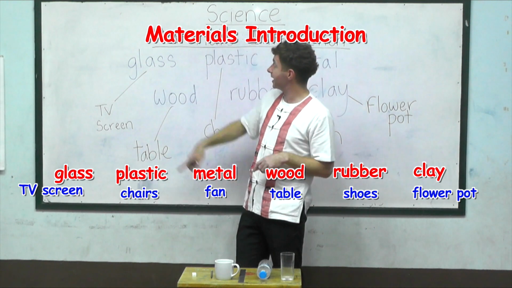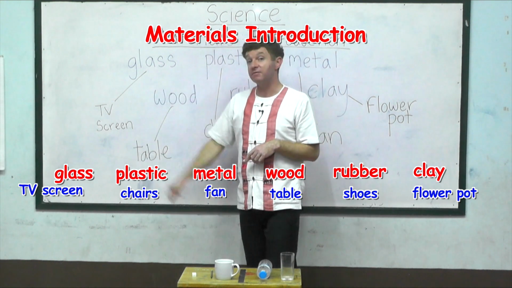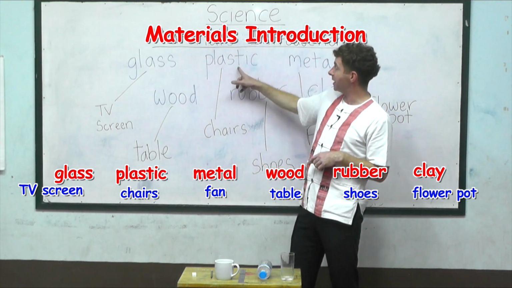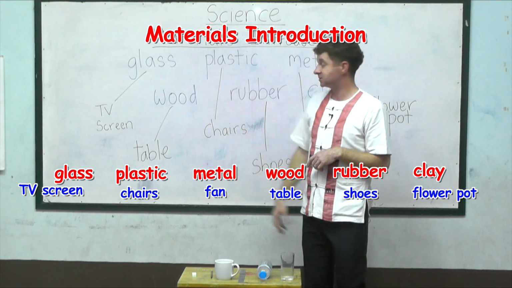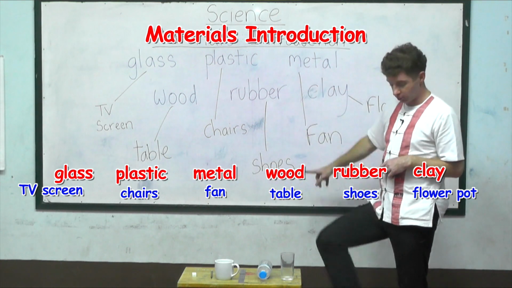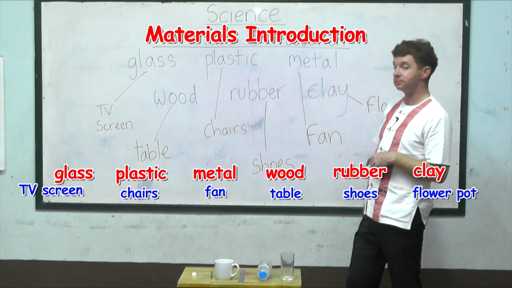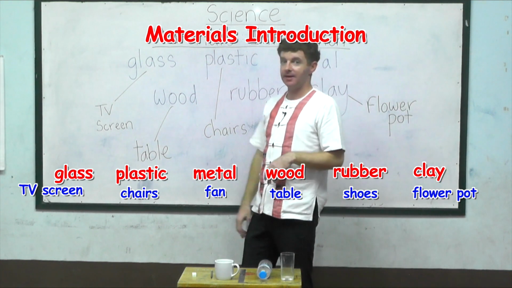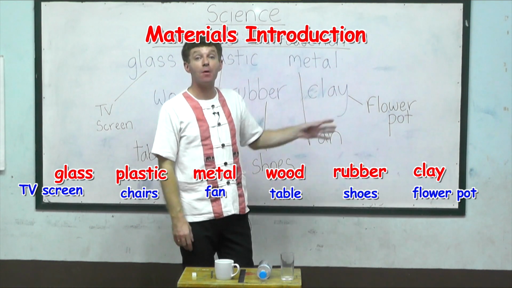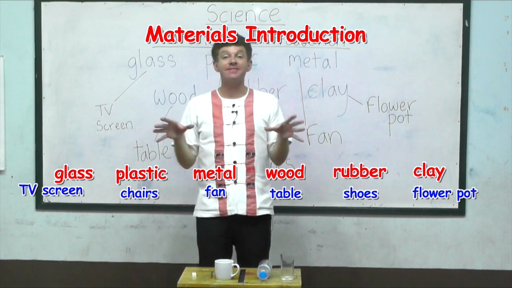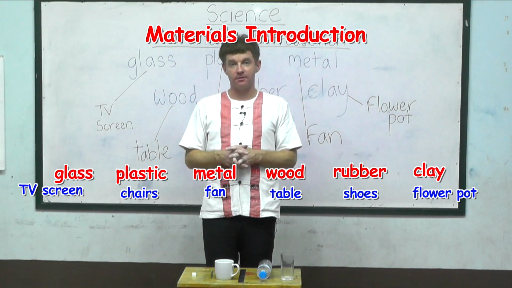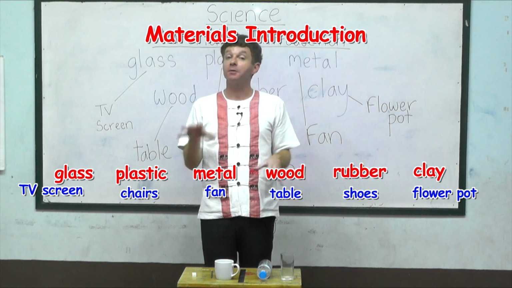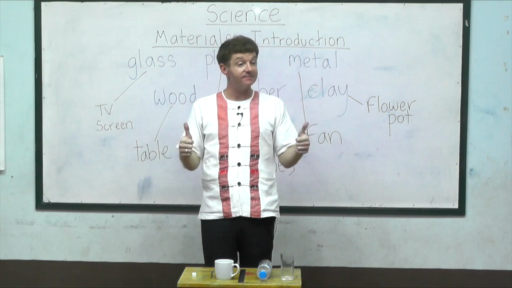So one more time, guys. Glass, TV screen. Wood, table. Plastic, chairs. Rubber, shoes. Metal, fan. And finally, clay. Clay can be used for flower pots. And that's an introduction to our materials. Notice how different materials are used for different things because they have different uses. Guys, that was excellent. Well done.